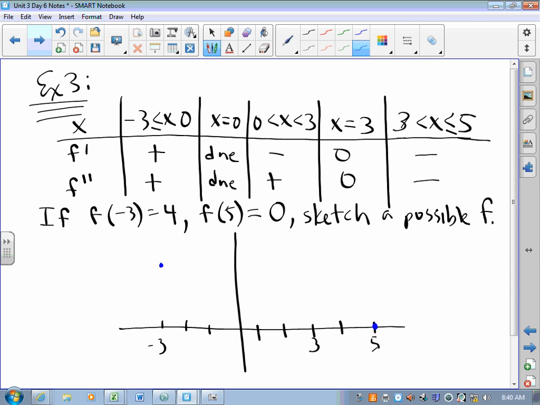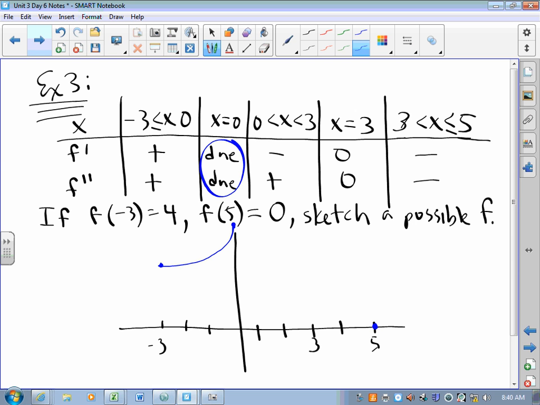So between -3 and 0, f prime is positive, f double prime is positive. We are increasing and concave up as we approach a place where neither the derivative nor the second derivative exists, which means we are approaching a place where the tangent line is vertical.